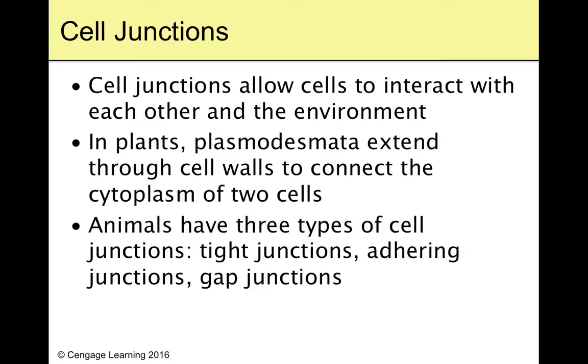Now, cell junctions are a little tricky. They're important to understand for how cells communicate. They're just not the most exciting thing in the world. Cell junctions are where one cell meets another cell, and they allow cells to interact with each other in the environment. Super important. Okay, not super fun. Super important for our survival.